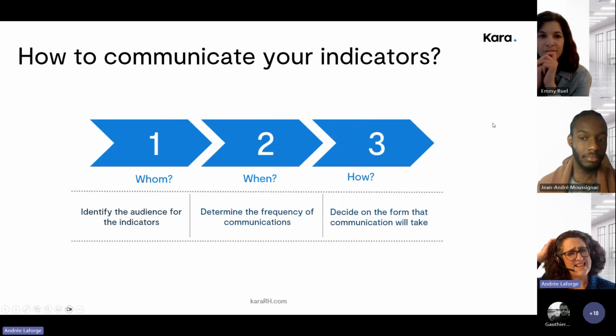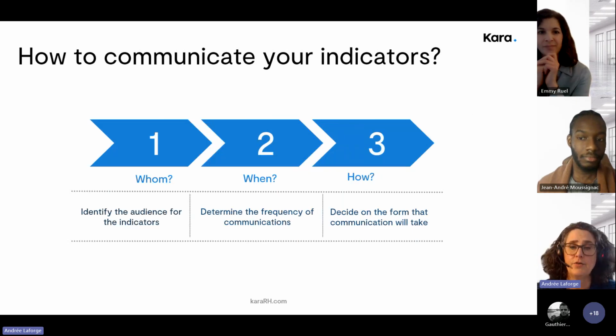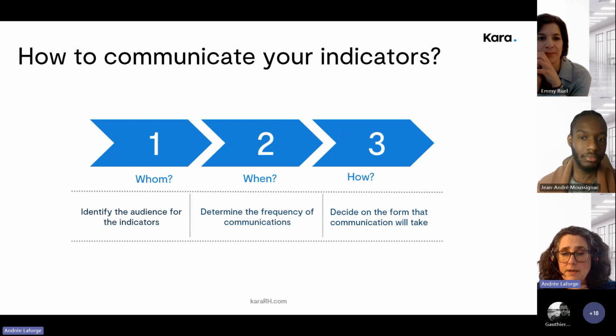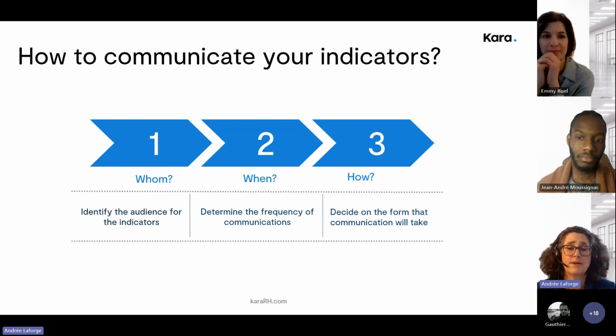So now let's see how to communicate your indicator. First, you have to ask yourself to whom am I going to send this dashboard. So you need to determine the stakeholders or audience who will receive the dashboard. You should take into consideration the information needs and interests of different stakeholders, such as executive, manager, HR teams, and department heads. So you have different audience, you should have different dashboard.